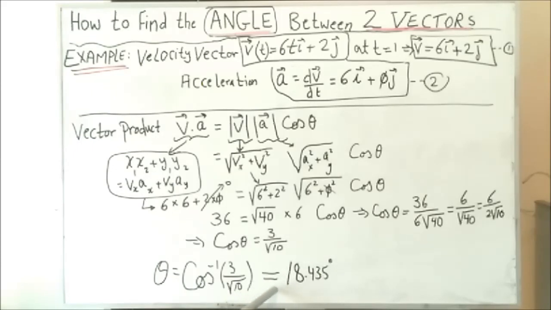And using your calculator, that will give you the angle 18.435 degrees to 3 decimal places. And this is the angle between the two vectors.